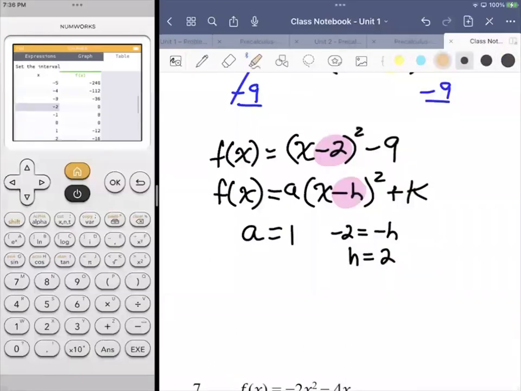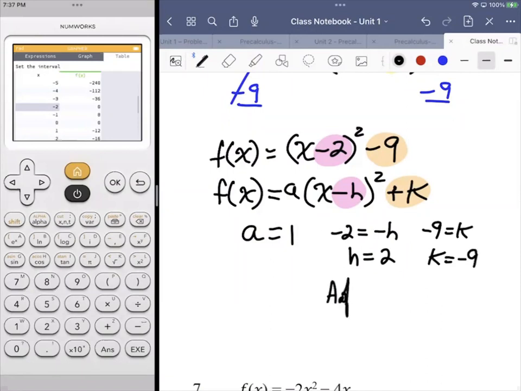Along the same lines, I'll go orange, some kind of orange anyway. Maybe a peach. All right, these two need to be equivalent. So I would say -9 is equal to k. Well, that's the same as saying k is equal to -9. So I have my axis of symmetry, a of s, which is x equals 2, and my vertex, oops, I think my Apple pencil is dying. My vertex coordinates are 2, -9.